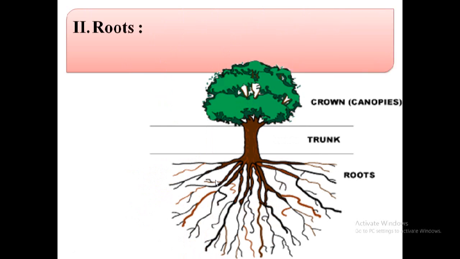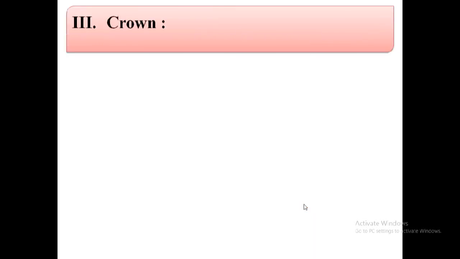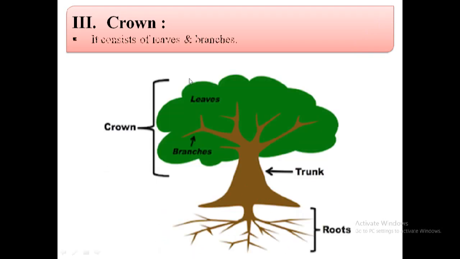Second part of the tree is the root. In this image, we can see these are the roots and these roots implant the tree in the soil to absorb water and mineral substances and supply it to the stem. Third part of the tree is the crown. In this image we can see this is the crown and this crown consists of leaves and these branches.